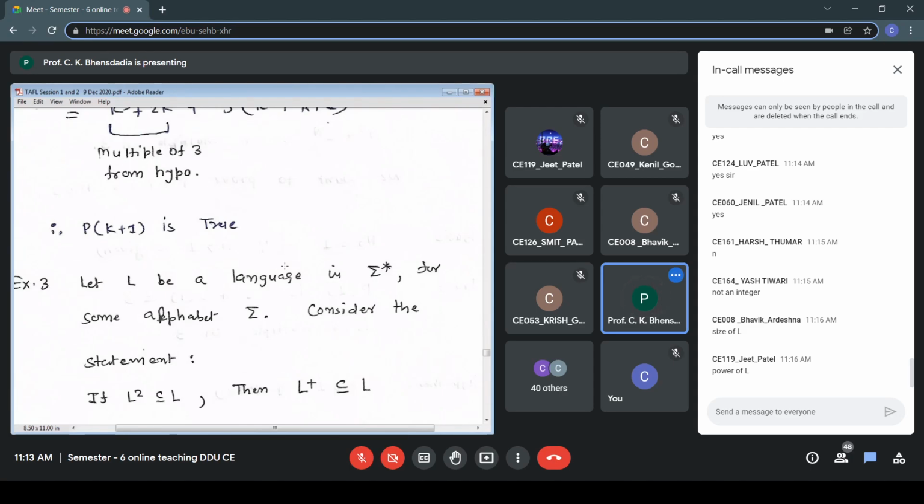Jit: Sir, for the null character, first we'll prove L power 0, and then for L up to 1 to n, and then we'll exclude that null character. So we'll get L plus. In the statement explicitly, where we'll put n? L raised to 1, L square, then L cube. So instead of L plus, we'll put L raised to n. Yes, instead of L plus, we'll put L raised to n. Fine, you can mute yourself.